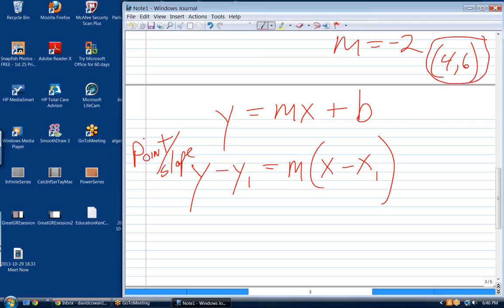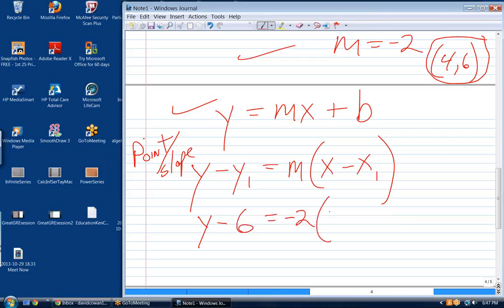So to come up with this equation that we just did using slope-intercept, let's use point-slope. And I'll show you that it's a little quicker. We don't have to worry about figuring out b. So we plug in y sub 1. What is y sub 1? So are we using the same coordinates? Yeah. The same point. Okay. So that would be 6. Slope is minus 2. What's x sub 1? And that would be 4. I'm done. There's our equation.